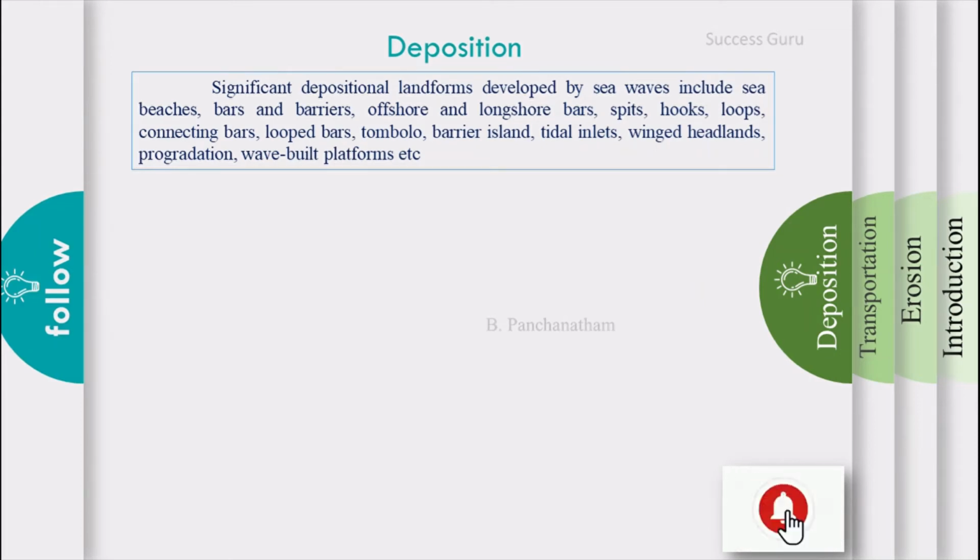The significant depositional landforms developed by the sea wave include beaches, bars, barriers, offshore and longshore bars, spit, hook, loops, connecting bars, looped bar, tombolo, barrier island, tidal inlets, winged headland progradation, wave built platform, etc. So we'll see one after the other.